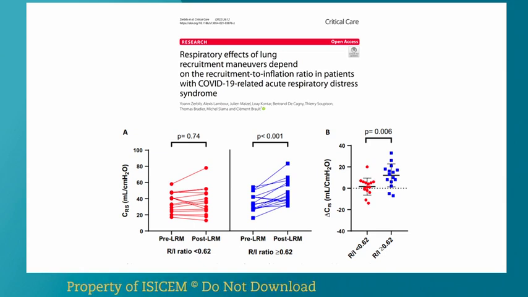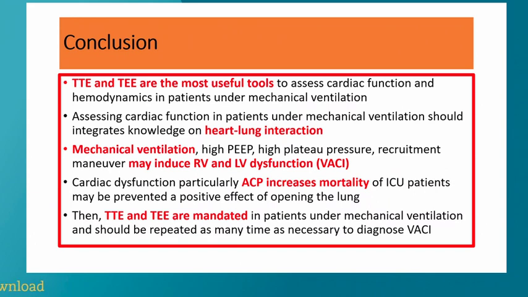So maybe in the future, as we have shown with many friends like Clément Brault, we may use this recruitment-to-inflation ratio to select the patients in whom we can do the recruitment maneuver. And look at that. It's very interesting to see that by using this ratio, we can select this kind of patient who will have a good response to the recruitment and a high PEEP, and for whom you will not have any effect on the cardiac output and on the heart. So to conclude, TE and TTE are the most useful tools to assess the cardiac function at the bedside, as you know.